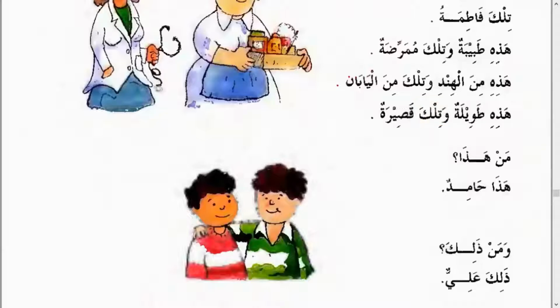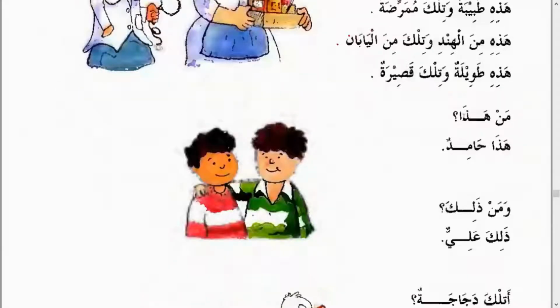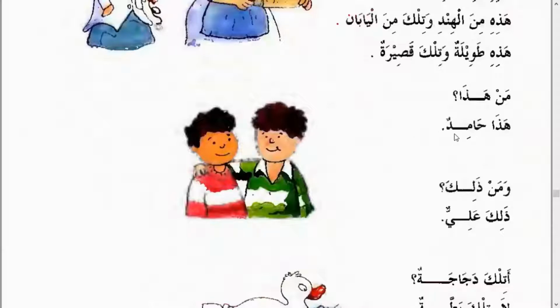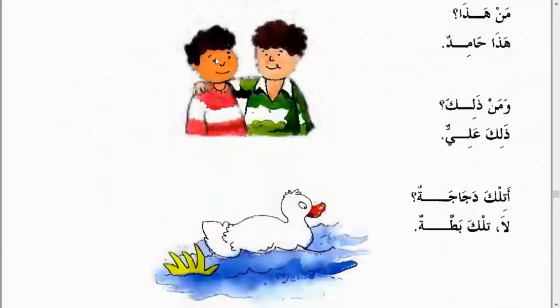So for feminine, you look at the ta and you change it accordingly. Instead of hada, we use hadihi, and instead of zalika you use tilka. Man hada, who is this? Hada Hamidun. Why am I saying hada? Because Hamid is a male, right? Who's this? This is Hamid. And who's that? See, for the male, what are you using? Dalika Aliyun. That one is Ali.